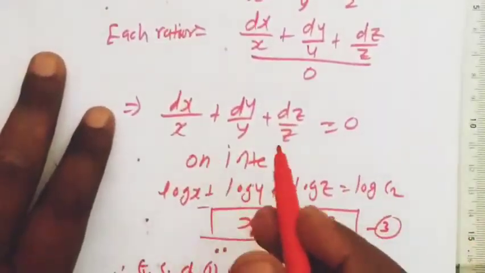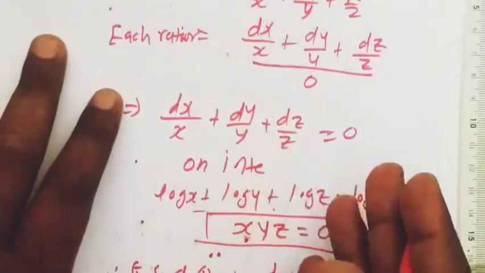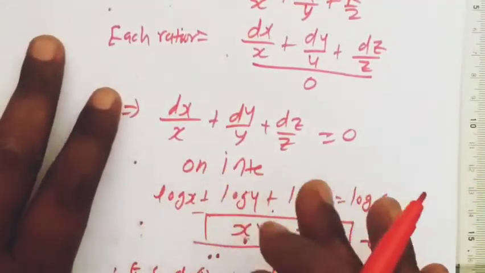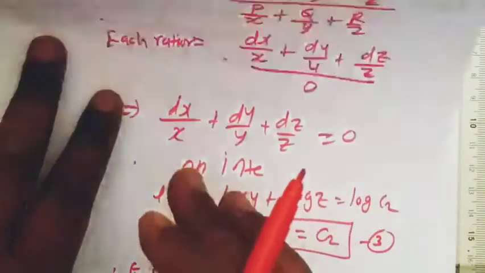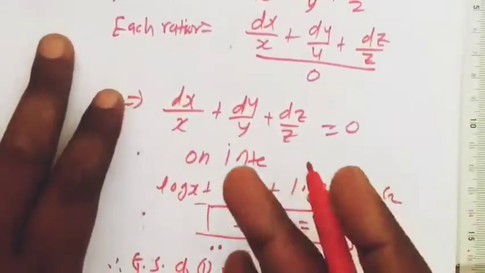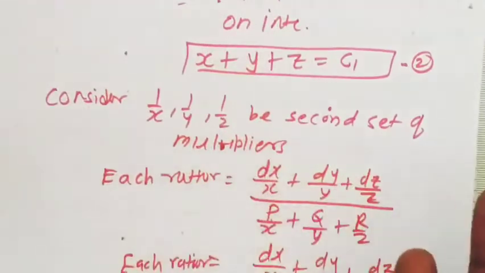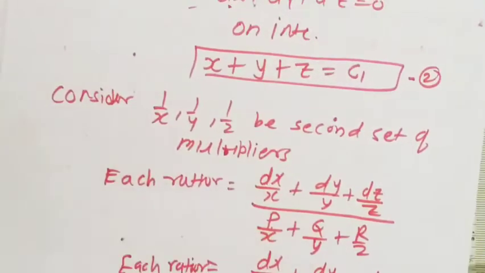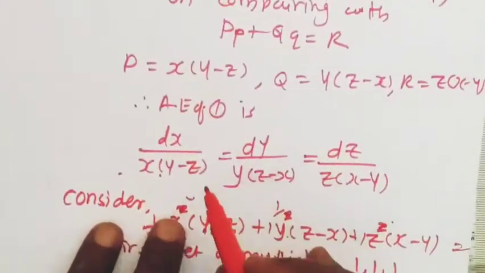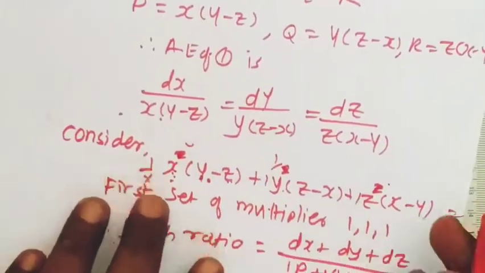But the similar type of multipliers we get in problems: 1/x, 1/y, 1/z, x, y, z, x minus y, y minus z, 1, 1, 1. In some cases we get numbers as multipliers, in some cases we'll get variables, sometimes x square, y square, z square also multipliers. Like that we have to check which one is suitable for our problem, so that lP plus mQ plus nR will become 0.